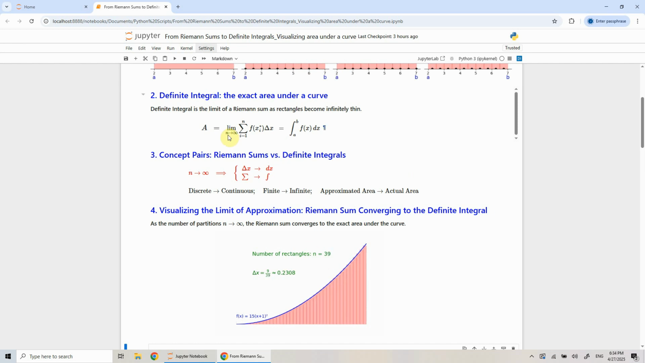In the limit as n approaches infinity, the Riemann sum converges to the definite integral. The discrete delta x becomes the infinitesimal dx. The summation symbol, sigma, becomes the integral sign.